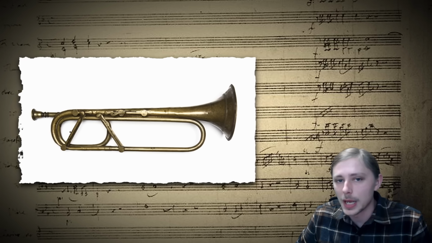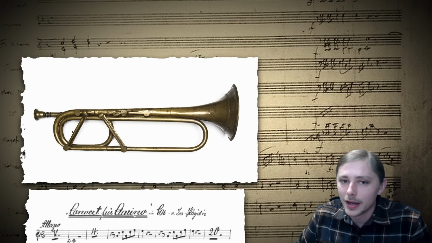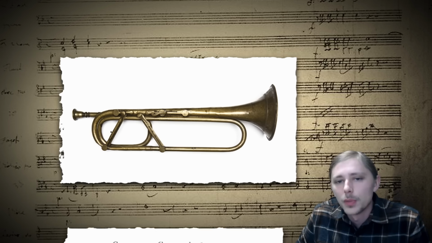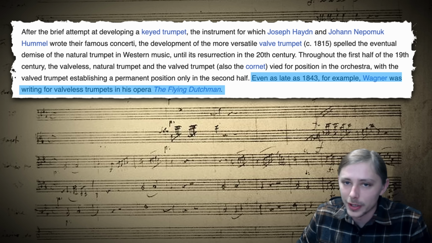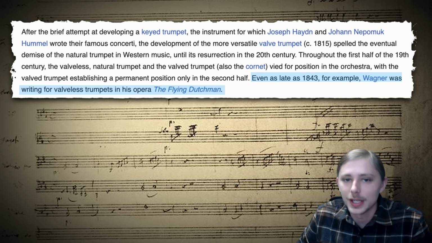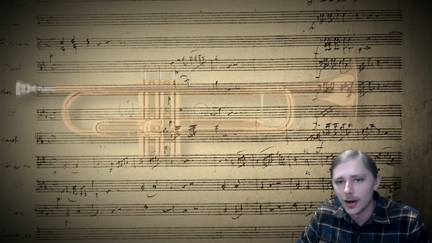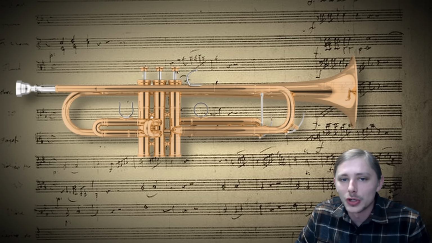The trumpet became chromatic before the horn did, with the invention of the keyed trumpet in the 1790s, which is the instrument that the Haydn Trumpet Concerto is written for. But the natural trumpet was still widely used until at least the 1840s, with Wagner's The Flying Dutchman still including natural trumpet parts in 1843. But even now, with fully chromatic trumpets, we still transpose. Why? There's two main reasons.